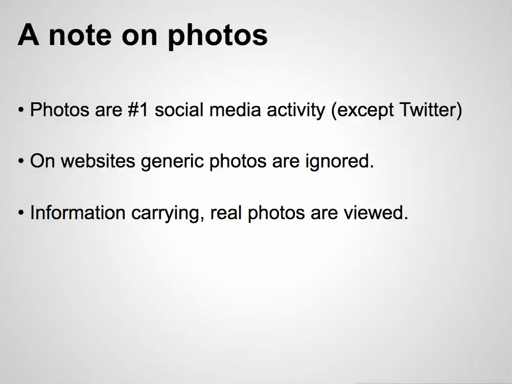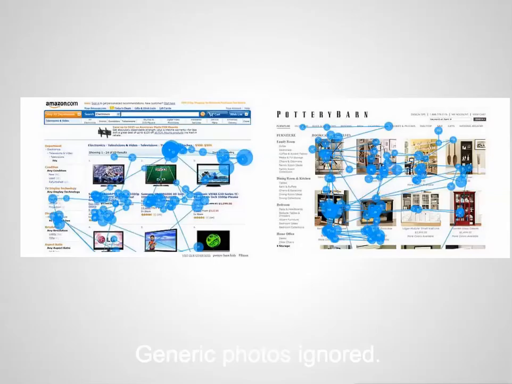Real quick, the last thing I want to talk about is photos. On social media, photos are the number one activity that people engage in, looking through photos, except on Twitter, just because of how Twitter's set up. But on websites, generic photos are basically ignored. People only look at photos that have real information. So in this example, this is the output of an eye tracking study of a site that uses generic photos and a site that uses real photos.